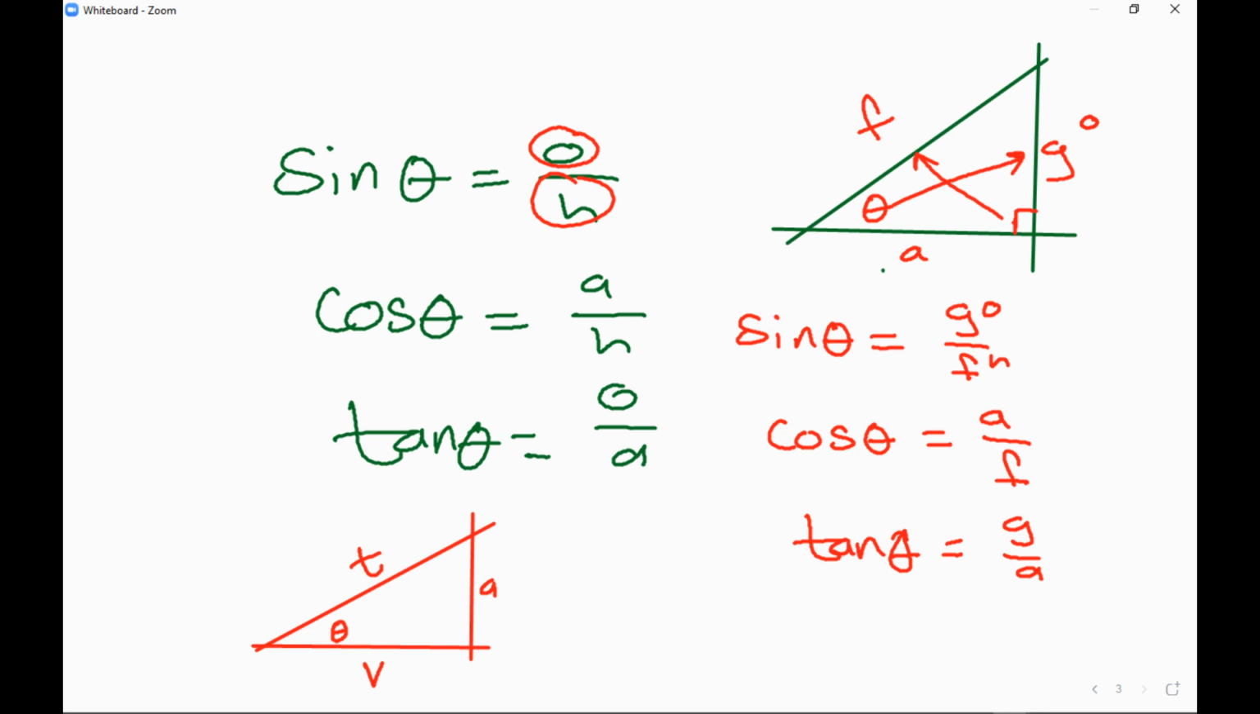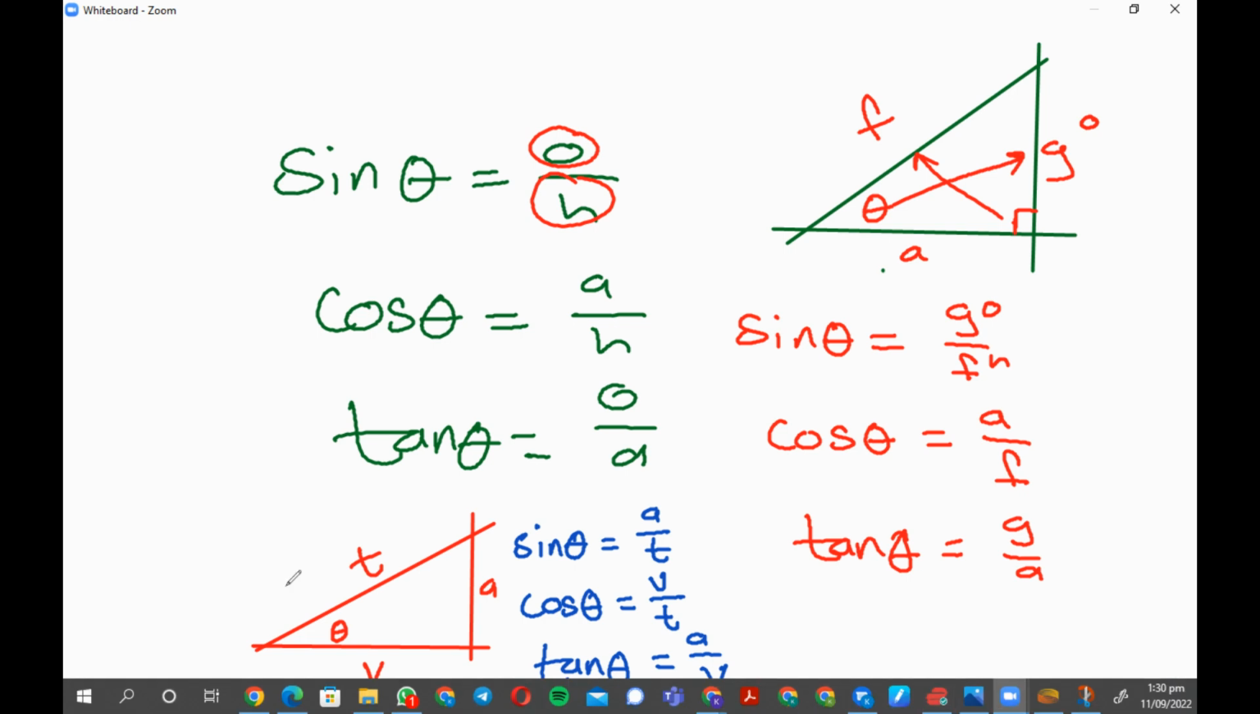The sine is A over T. Good. Cos is V over T. Good. And tan is A over T. Okay, good. All right, we'll stop there.